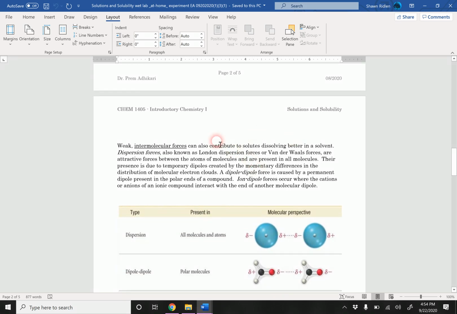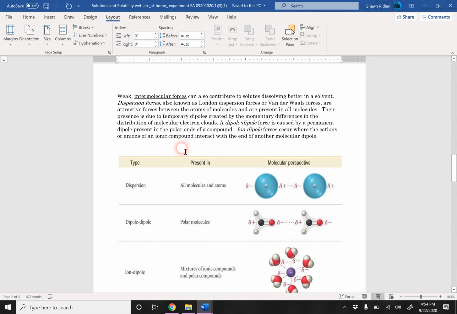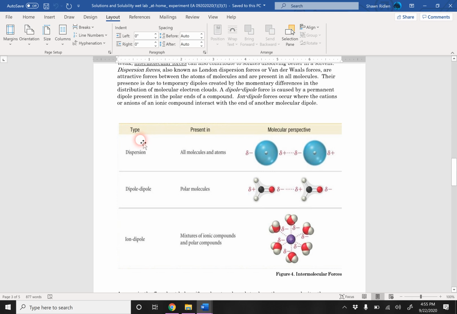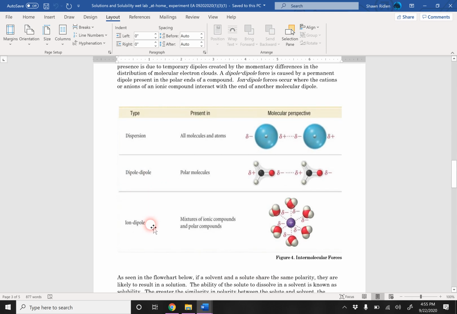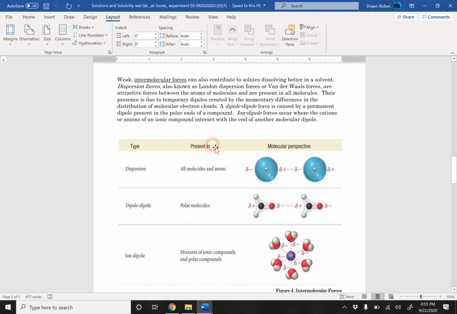Now, when we're talking about solutions, we're going to be talking about intermolecular forces, and hopefully this is a review. We have dispersion forces, dipole, and ion-dipole. Of course, we also have hydrogen bonding, but it's not listed here for this experiment. Dispersion is felt by all molecules and atoms. So if a question ever asks what intermolecular forces are felt by these compounds, one of them should always be dispersion.